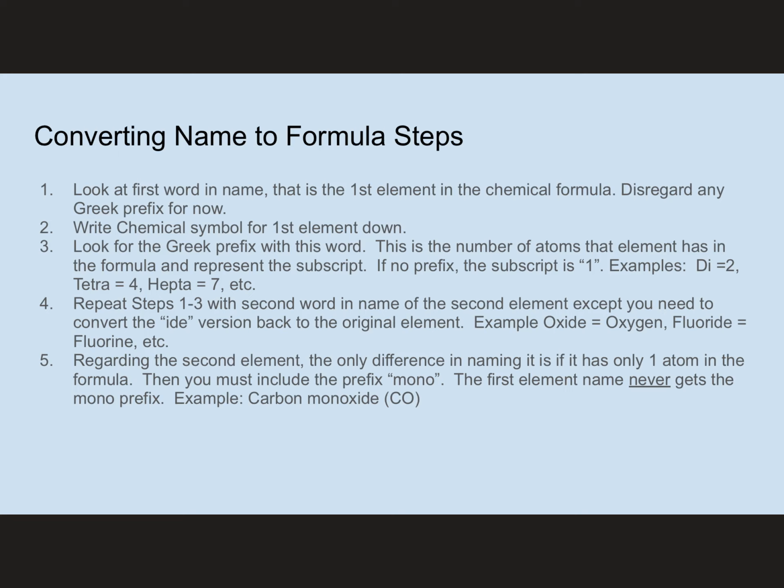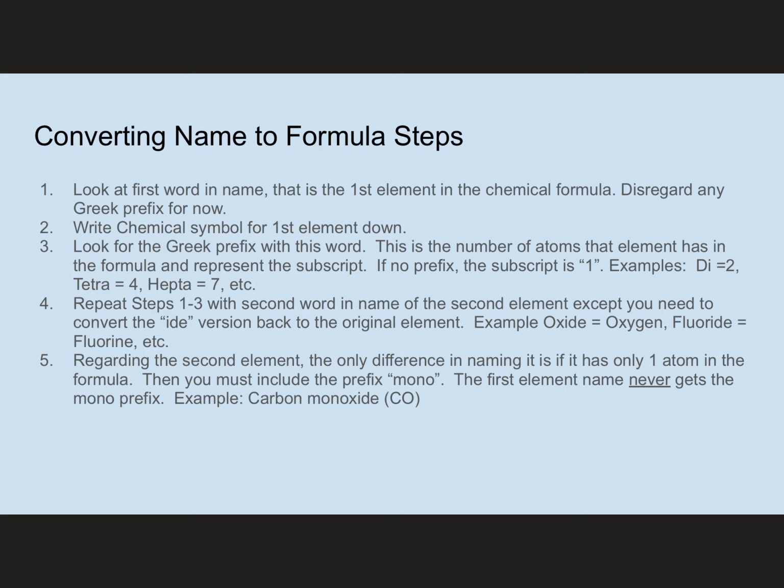So for example, if the first element in the name was carbon, you would look up on the periodic table and see that carbon is C. So you would put that down as the first part of your chemical formula. If it was nitrogen, you would just write N. And then we're going to look at that first Greek prefix, which will precede that first name. And that will be either di, tri, whatever. And we're going to associate that with the subscript for that first element in the compound.